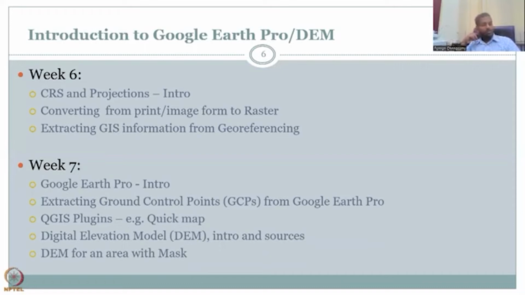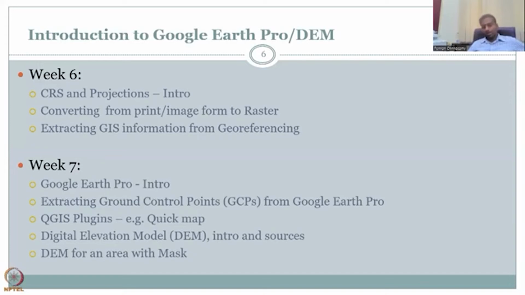Then there is week 7. In week 7, we had Google Earth Pro. We introduced another open source software platform, a dashboard, where a lot of data can be stored and extracted based on your regions. And it was also very handy to extract ground control points for georeferencing.